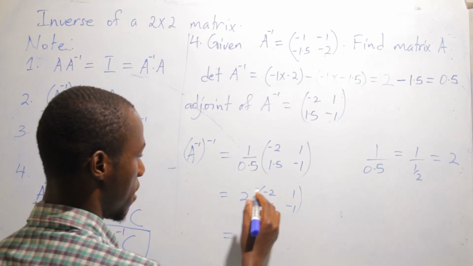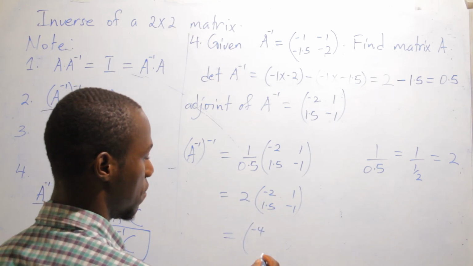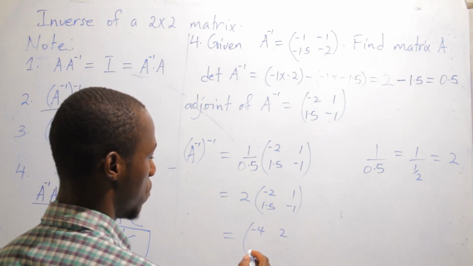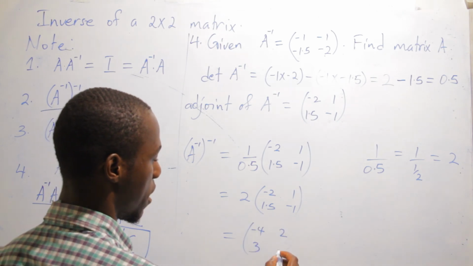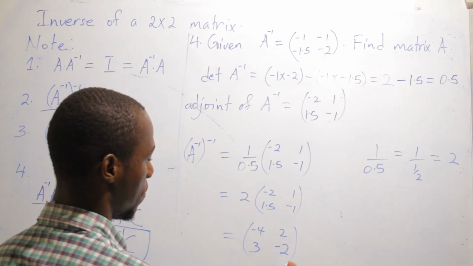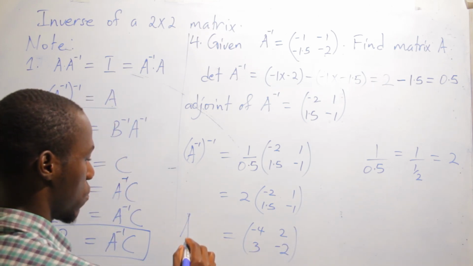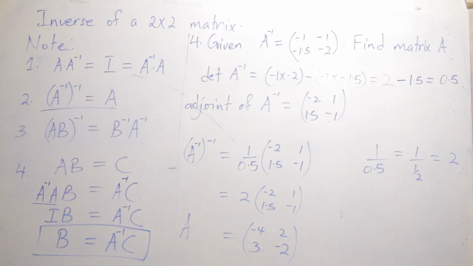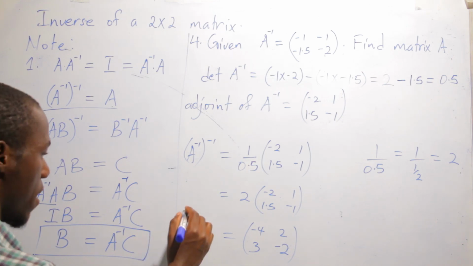Then when I multiply, I get negative 4, positive 2, a 3, and a negative 2. So this one here, I get my original matrix A.